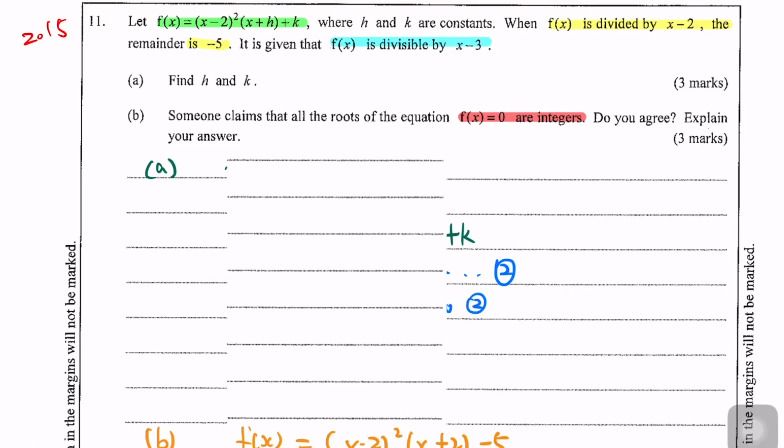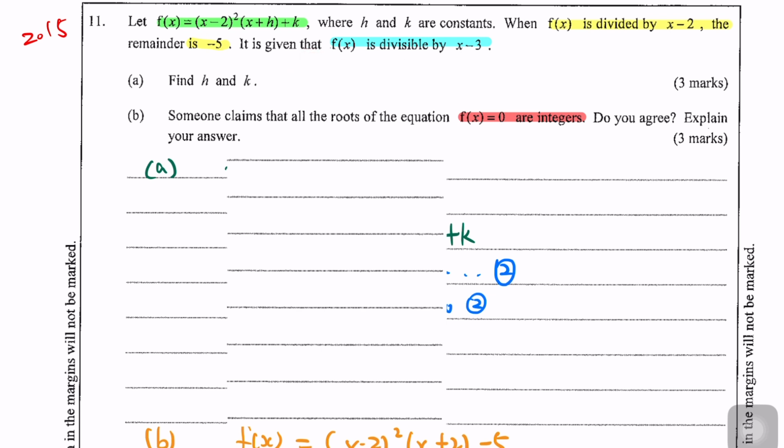Okay, start from 2015. This one is the easiest one. The polynomial provided to you is not in general form, so you can expand it into the general form. The general form is arranged in the format of x with the highest degree, 4, 3, 2, 1, and then the constant term. Now it's divided by x minus 2.